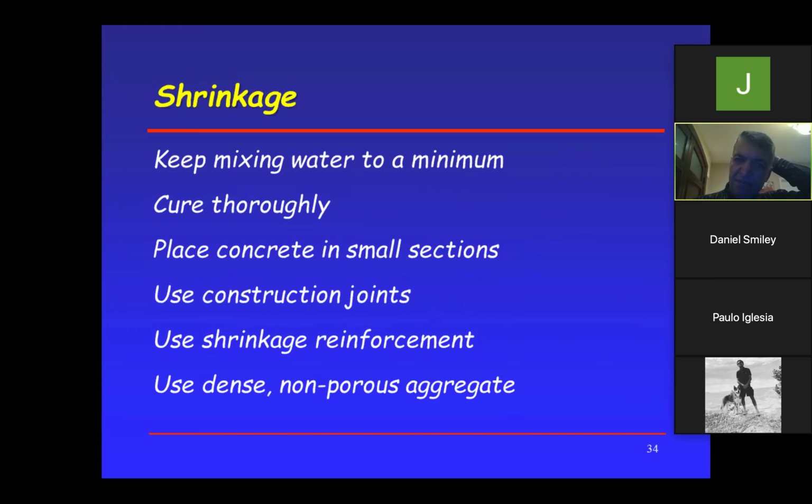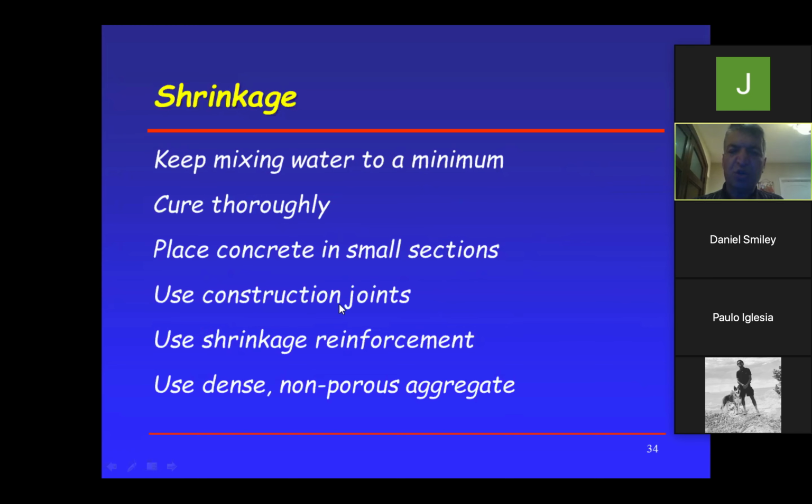Okay, to control shrinkage, keep mixing water to a minimum. Don't add too much water. Cure thoroughly. Place concrete in small sections in order to manage shrinkage. That's what you need to do. Keep the amount of water minimum. Cure it well. Place concrete in small sections. Don't place too big of sections.